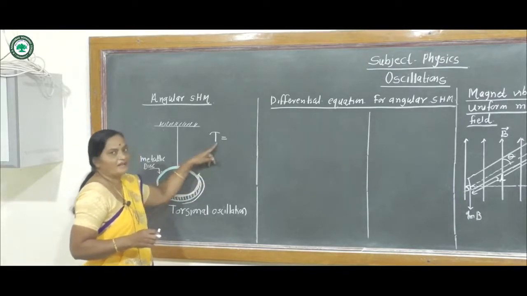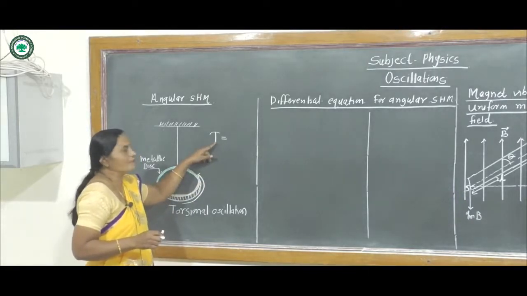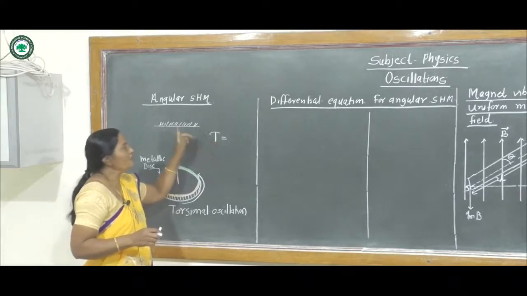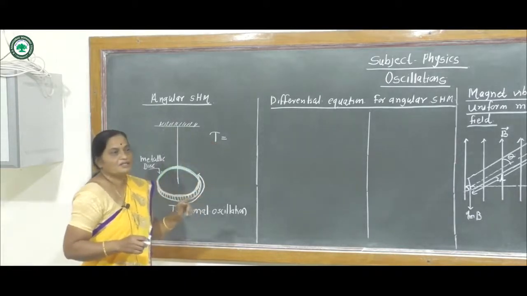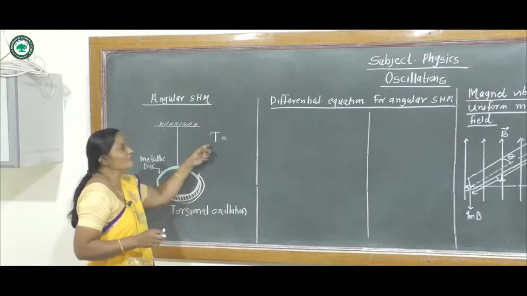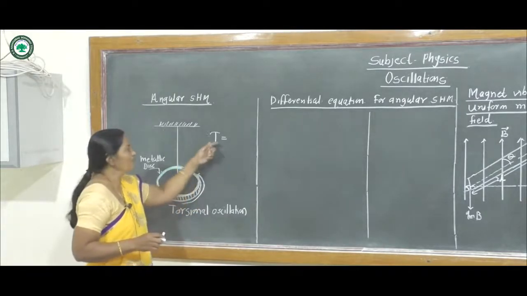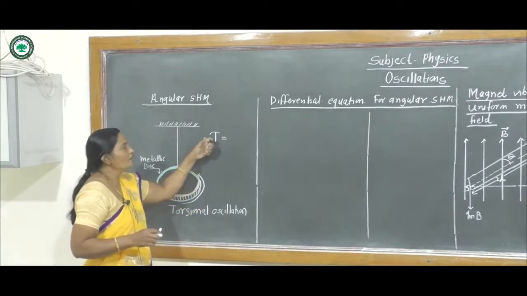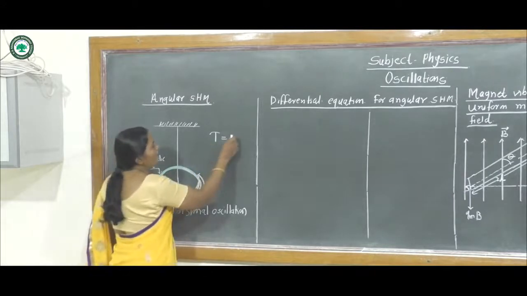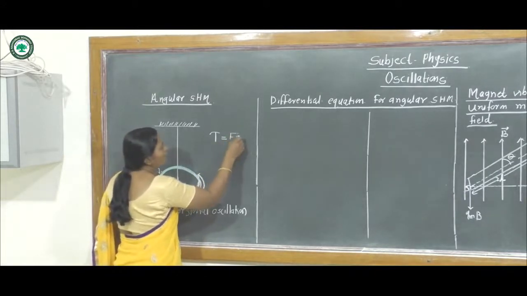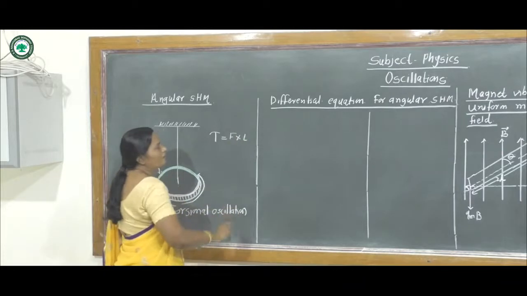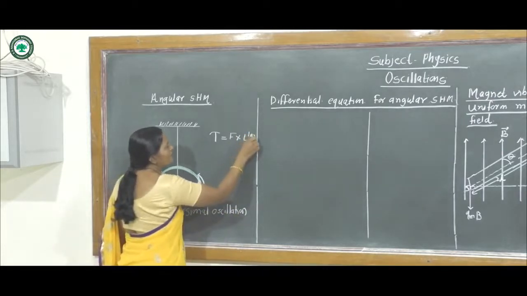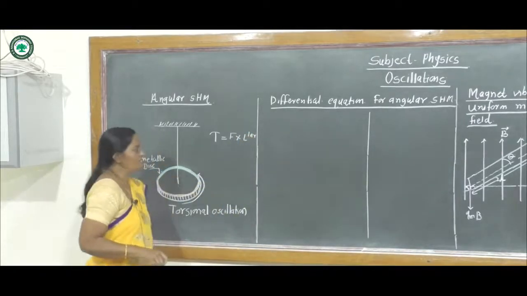Therefore, we can define torque here. Torque is the quantity used in rotational motion, used in angular motion. It is analogous to force. Torque is the force multiplied by the moment arm r, that is, the perpendicular distance from the axis of rotation.